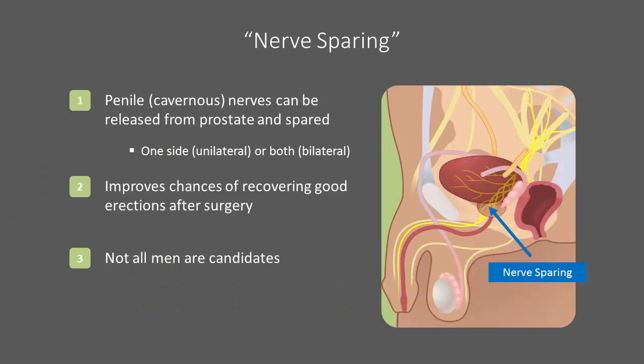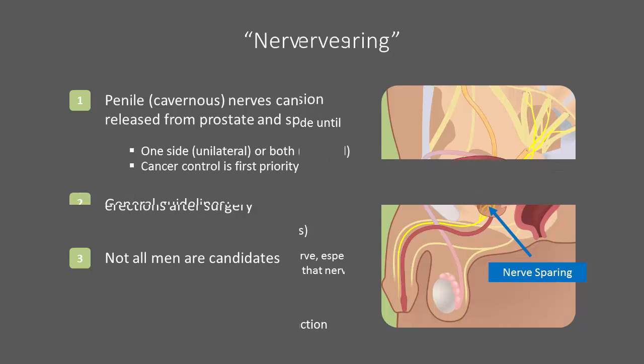Once the lymph node dissection is done, removal of the prostate begins, and in the early part of this, nerve sparing may be performed. In this process, the penile or cavernous nerves can be released from the prostate and spared from injury to preserve erections. Depending on the situation, one or both sides may be spared. This step can improve the chances of recovering good erections after surgery. However, it does not guarantee recovery of erections, as there are many other factors that come into play which are discussed later. It is important to understand that not all men are candidates for nerve sparing, and your surgeon will discuss your situation with you.